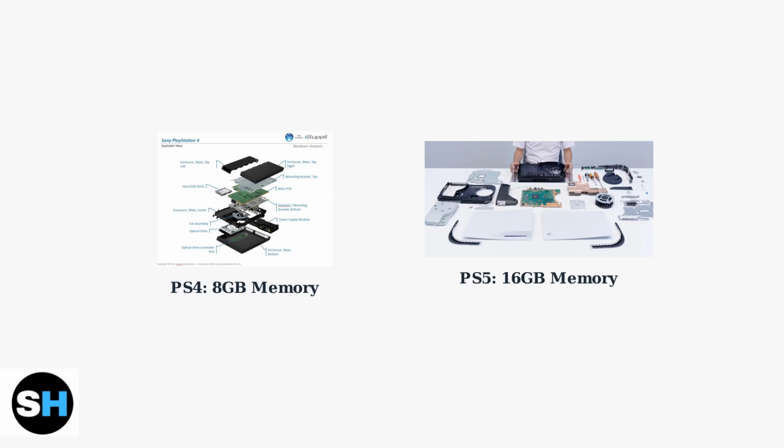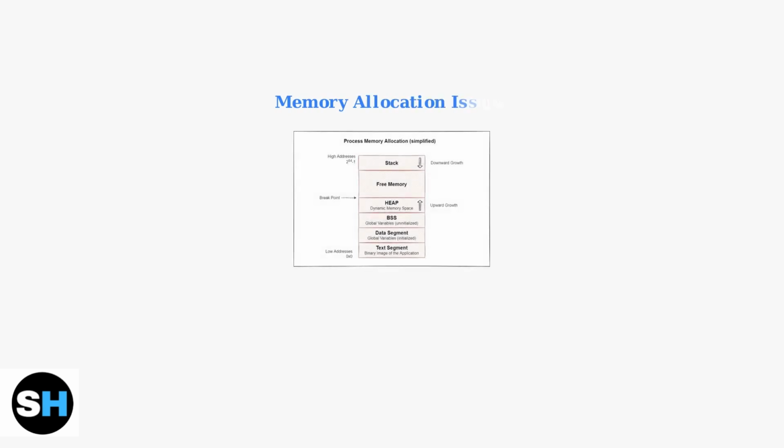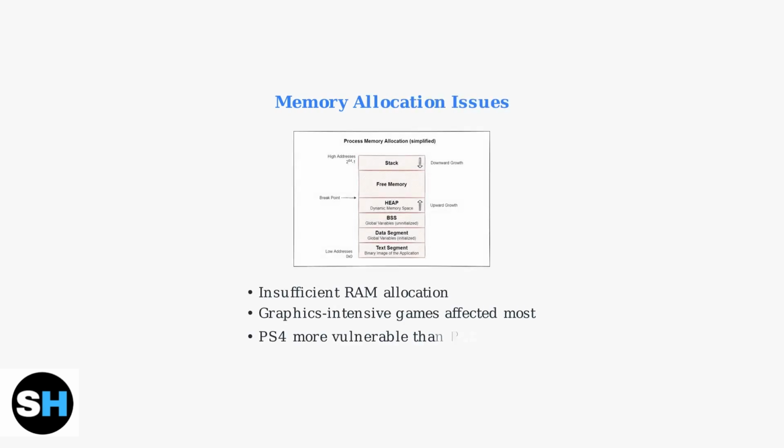The PS4 has 8 GB of shared memory, while the PS5 has 16 GB, creating different performance thresholds for memory-intensive games. Memory-related crashes are the most common issue. When Roblox experiences require more RAM than available, the application suddenly closes. This happens more frequently on PS4 due to its lower memory capacity.